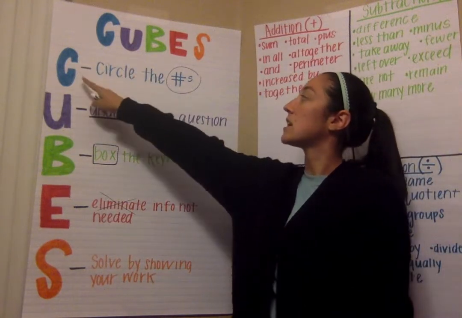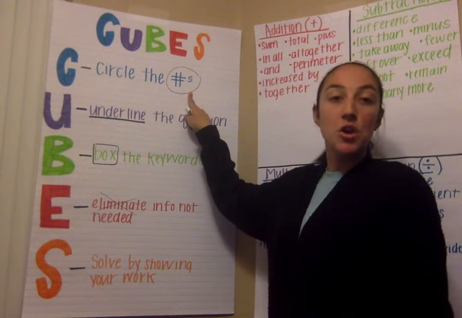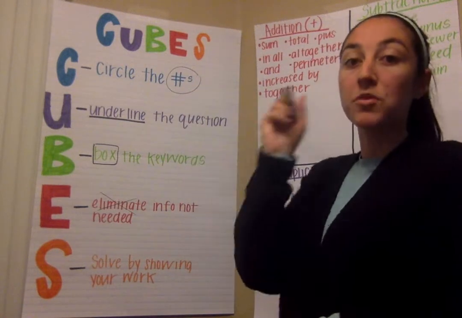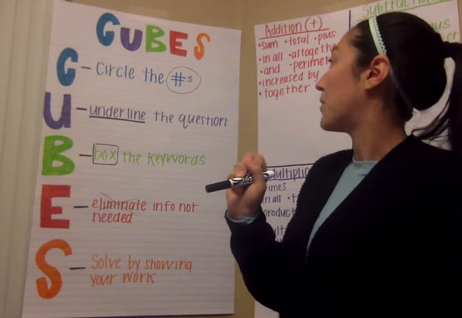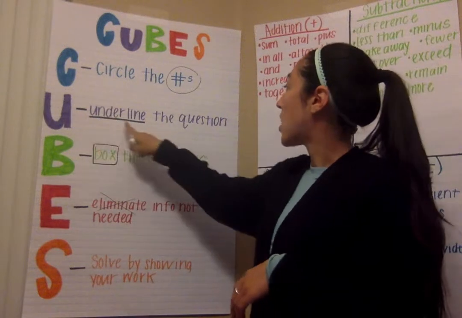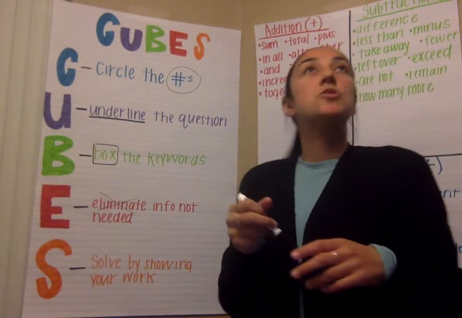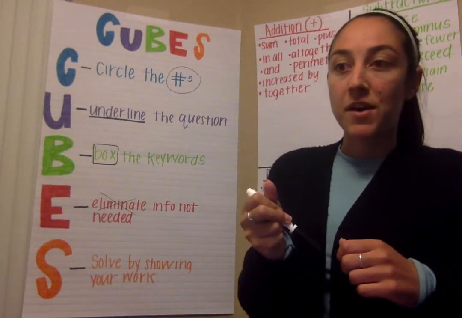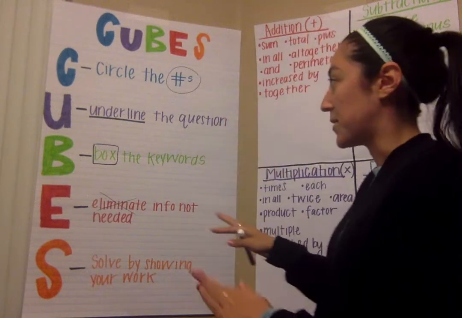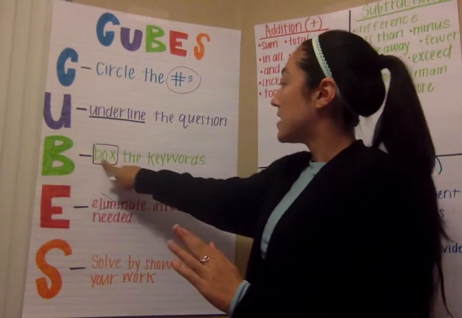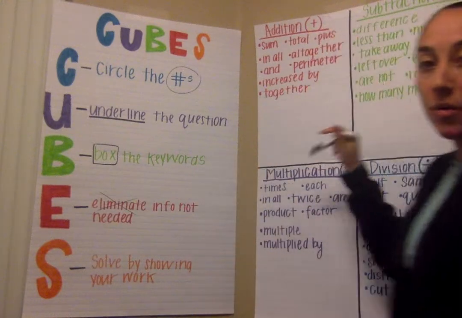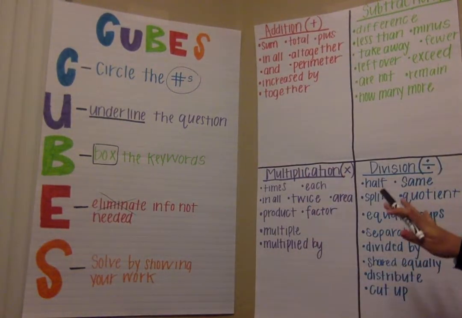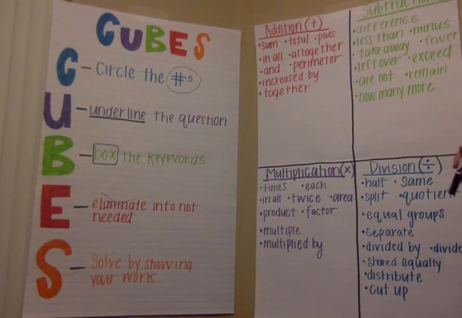The C stands for circle the numbers. After you've read through the problem, you need to make sure that we're circling numbers. U stands for underline the question. B is box the keywords. In a minute we're going to look over this list. These are all the keywords that can help us decide what kind of operation we need to use in our word problems.